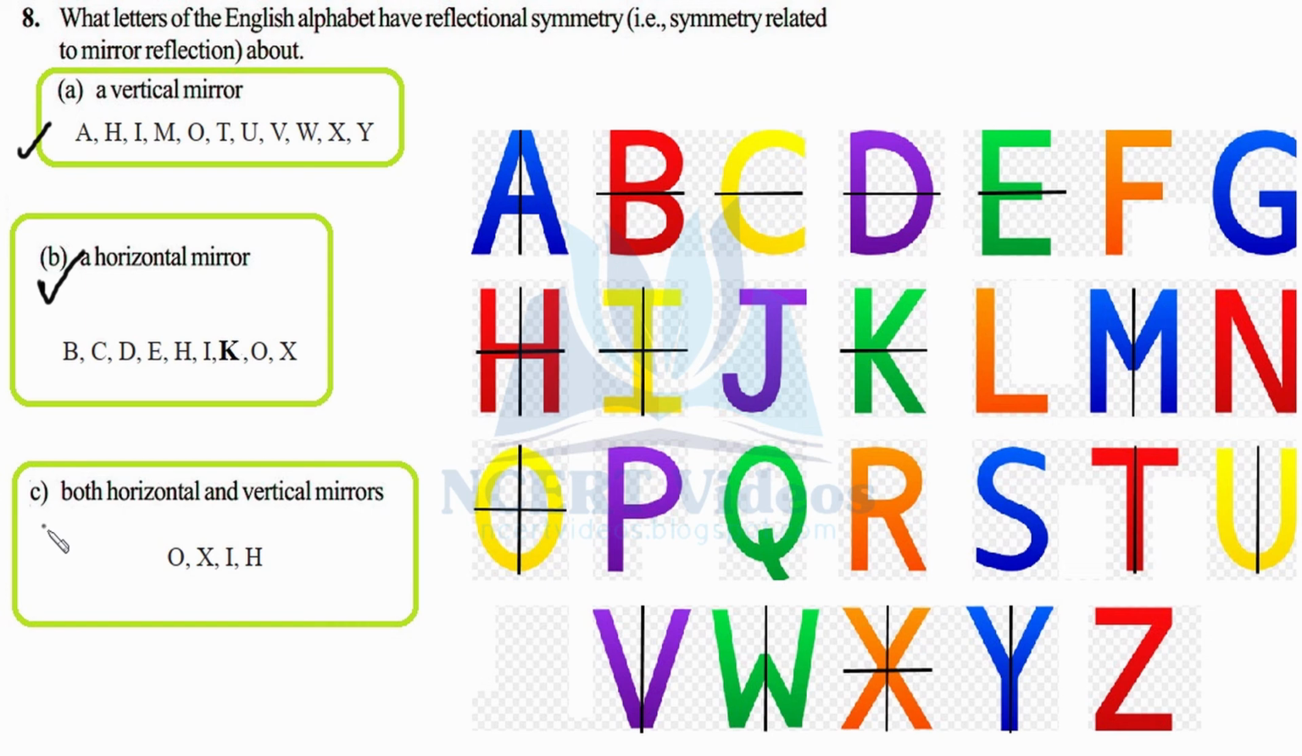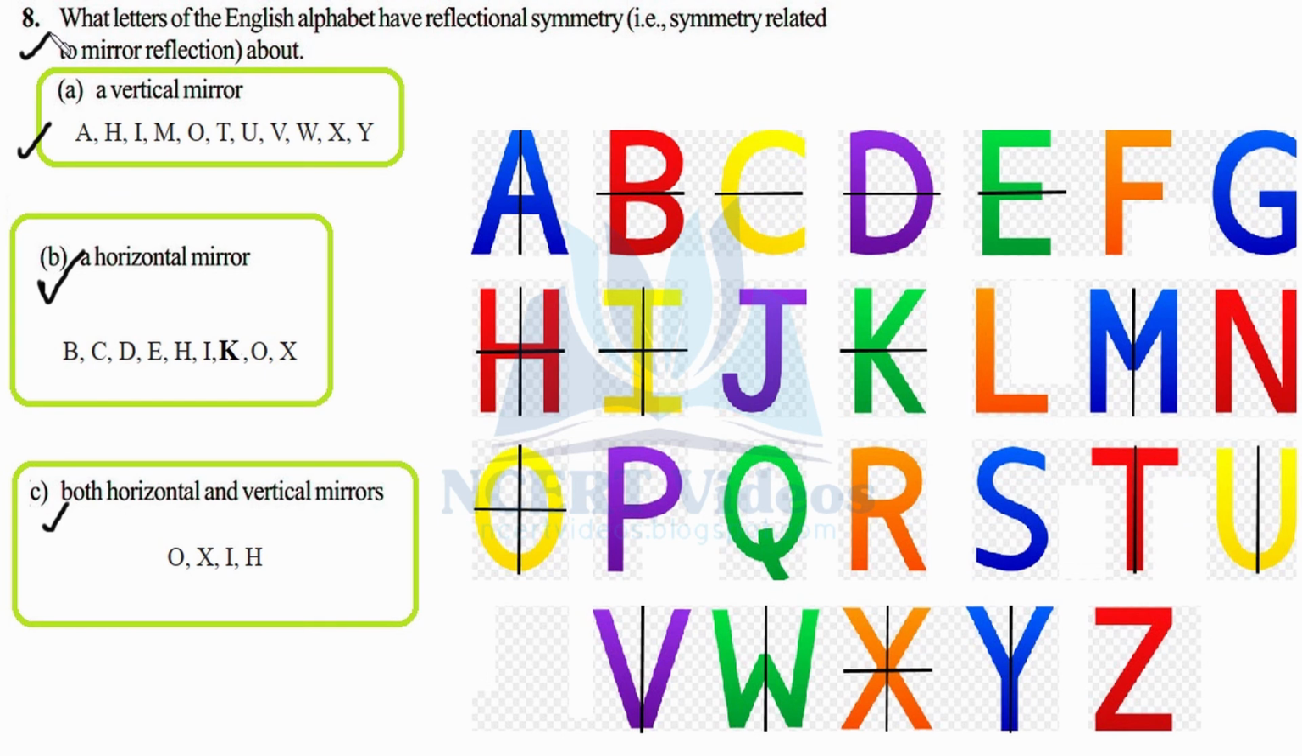And in the previous standard we had a question: which alphabets do not have any line of symmetry? Well, as you can see, F, G, J, L, N, P, Q, R, S, and Z will not have any line of symmetry in case of English alphabets.